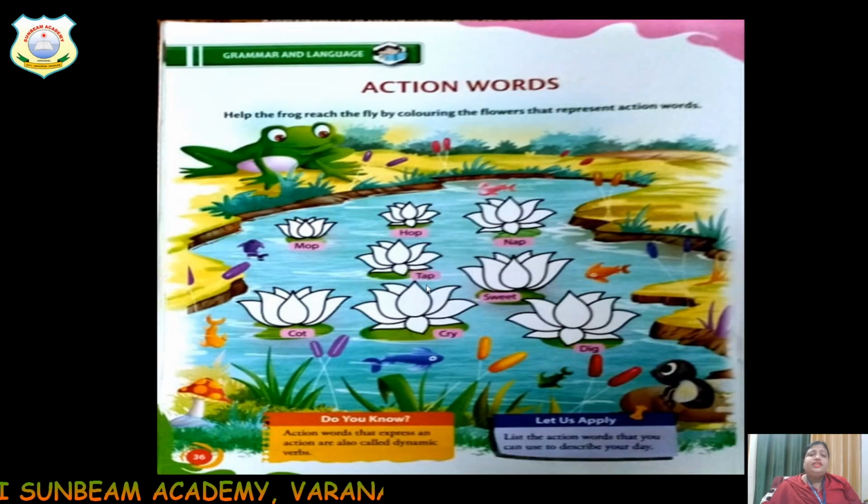Now let's move forward the chapter. The name of this chapter is Action Words. Now, what you have to do, you have to color the flowers that represent actions, and you have to help this frog to go to the fly, because this frog wants to eat the fly. So you have to help. So what you have to do, you have to color all these flowers. This is lotus. Which flower is this? Lotus. And lotus is our national flower.